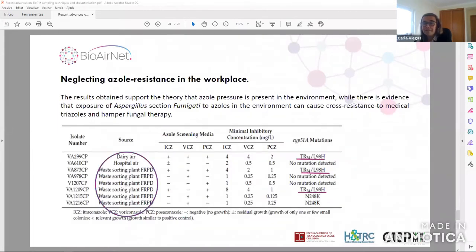Also, we shouldn't neglect the azole resistance screening in the workplaces, since our studies corroborate the azole pressure in some specific occupational environments, as in the waste sorting industry, sawmills, and also dairies.